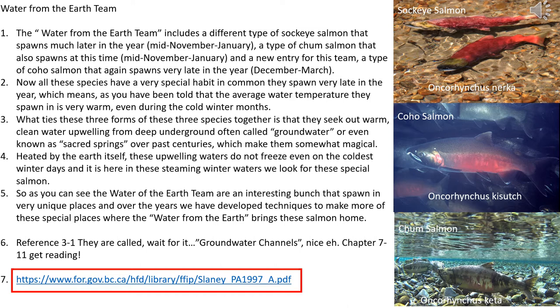Okay, so you might want to do a little reading on this. They're called groundwater channels. It's chapter 7, page 11 in our old friend, the Salmon Habitat Restoration Toolbox, put together by Mr. Slaney. Have a click, have a read, and we'll carry this conversation forward.